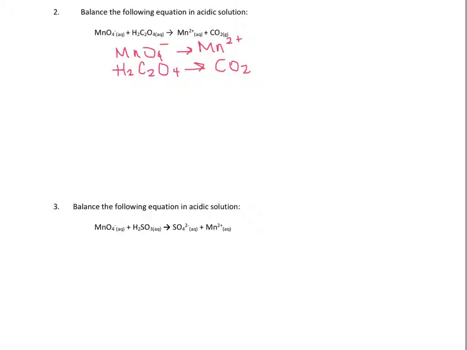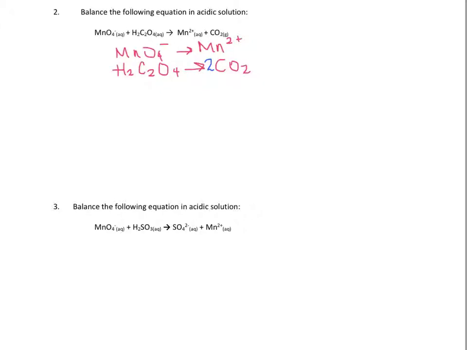Step number 2, we need to balance for all atoms other than oxygen and hydrogen. We have 1 Mn in MnO4. We have 1 Mn on the product side. That's balanced. We have 2 carbons here on the reactant side, only 1 on the product side, so I need to put a 2 out in front there. And step number 2 is complete.